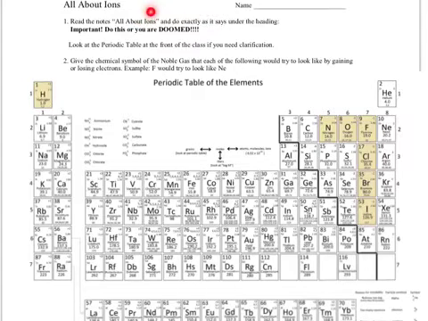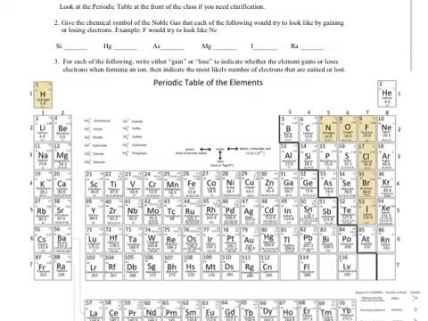Okay, first of all, we can just ignore this "important, do this or you're doomed. Look at the periodic table from the class for clarification." Basically, what that was pointing my students in the past to is I needed them to add the ionic charges onto their periodic table, but I've done that for you with my new awesome periodic table, so let's just ignore that part there. So let's go on to number 2.